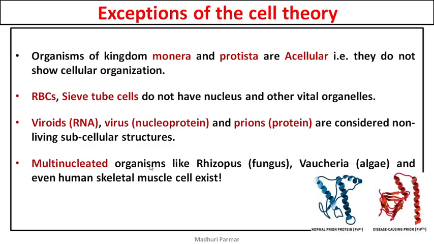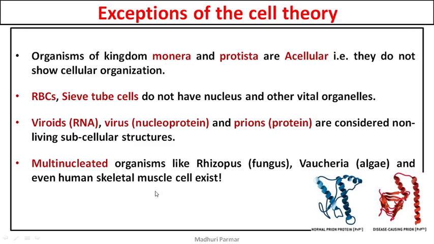Multinucleated organisms. There are some organisms or cells which keep on dividing their nucleus, but do not divide the cell. So the cell remains common, but the nucleus keeps on dividing and the cell keeps growing. An example is Rhizopus, which is a fungus. Then Vaucheria. Vaucheria is the largest living algal cell you can find. Just Google Vaucheria, you will see they look as big as grapes, that huge of a cell.